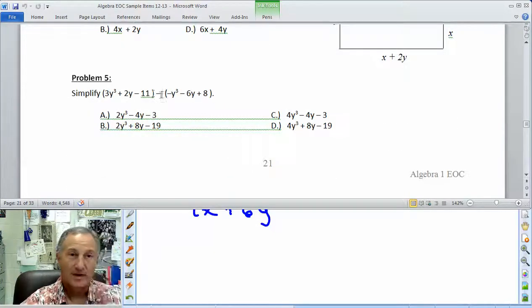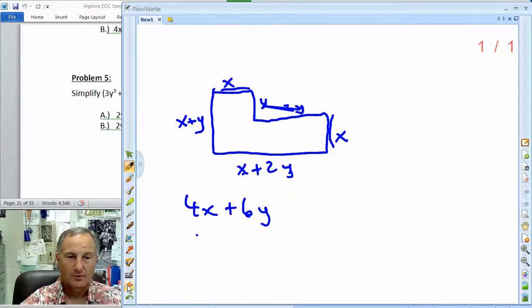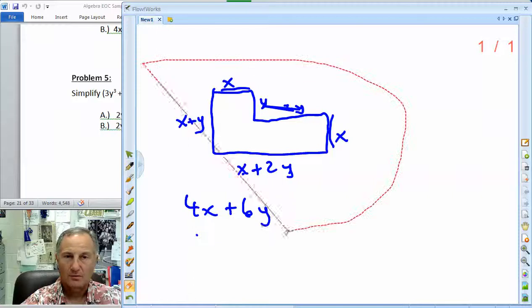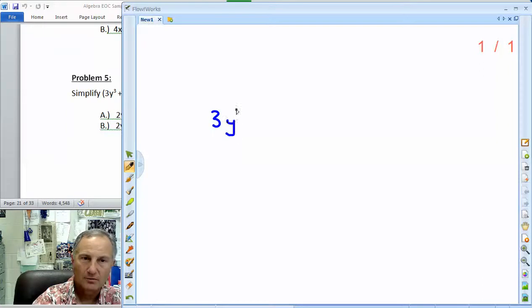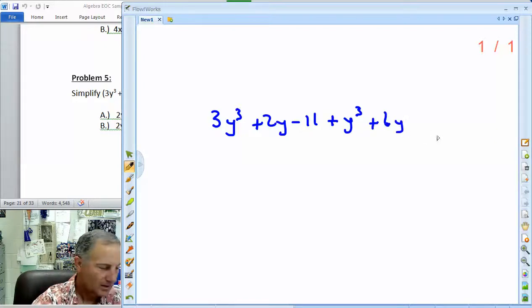Simplify. Again, we got a minus here in between. Okay, so we got to make sure we distribute and change the sign on these 3 here. So I'm going to come back over here. So we've got 3y cubed plus 2y minus 11, and I'm going to drop the parentheses because I'm going to carry this sign out. Negative times the negative makes that a positive y cubed. Negative times the negative makes that a plus 6y, and the negative times the 8 makes that a minus 8.